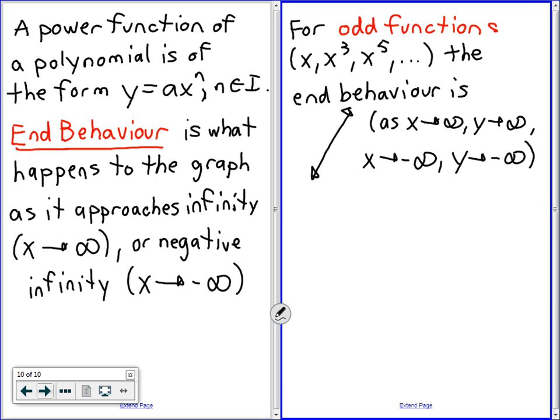Yes? As x approaches infinity, y goes to infinity. Then as x goes to negative infinity, y goes to negative infinity.